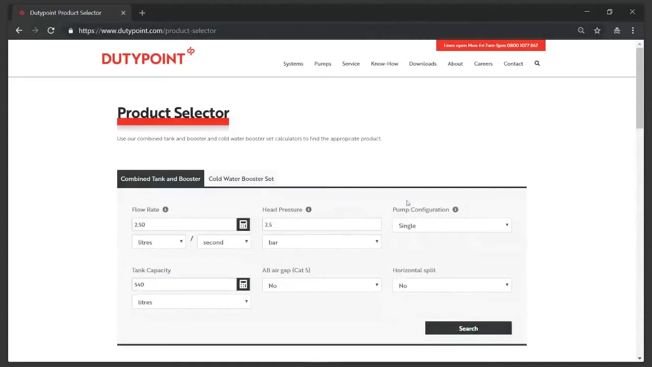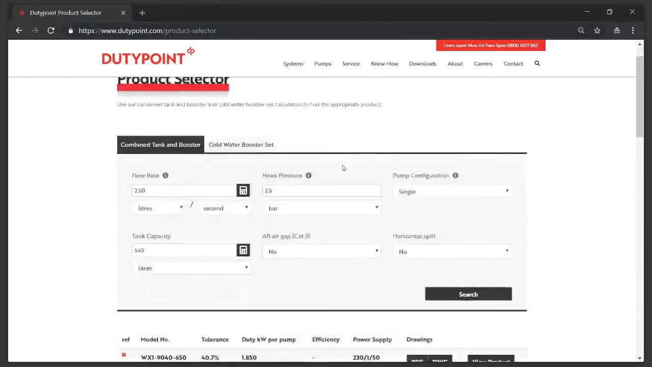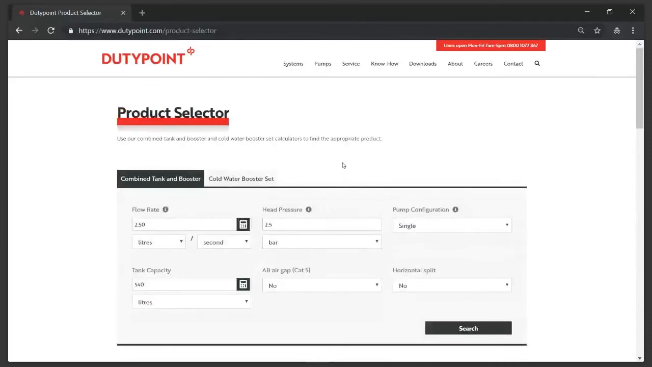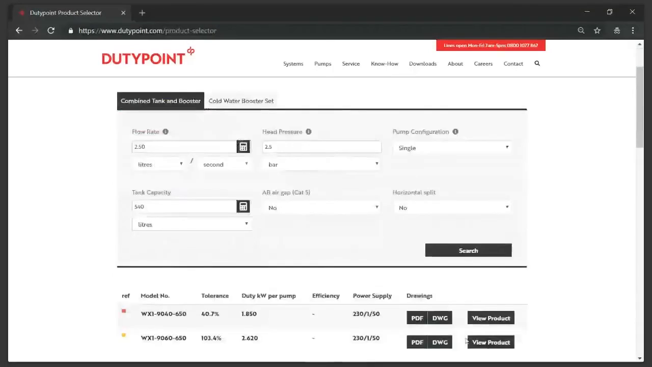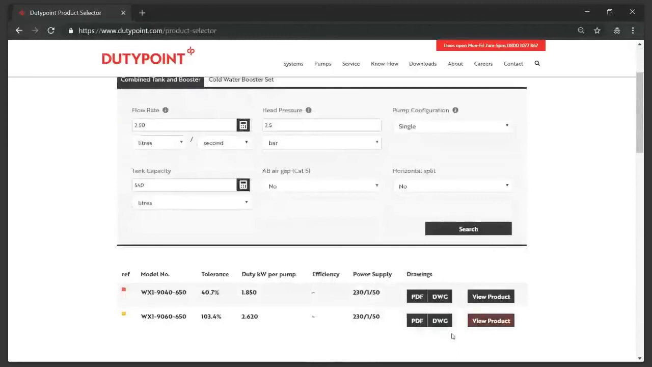Hopefully that gives you a nice flavour of the product selector. You can find it on our website or just Google Dutypoint Product Selector. This is an early version of it. We're going to add some features shortly. Certainly in the future, we want to add the ability to save selections and recall projects that you've done in the past.